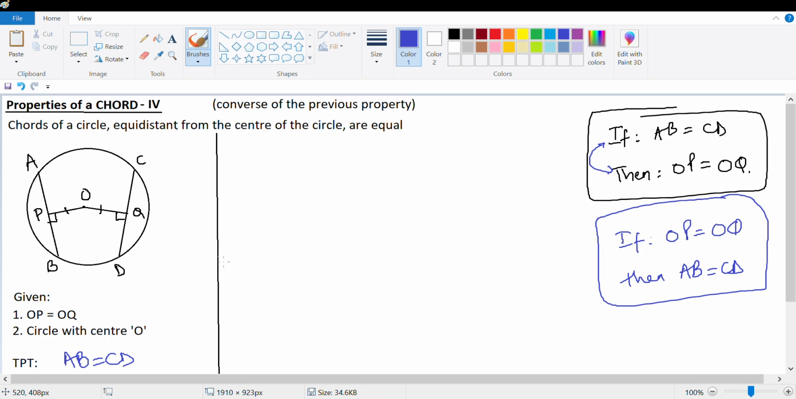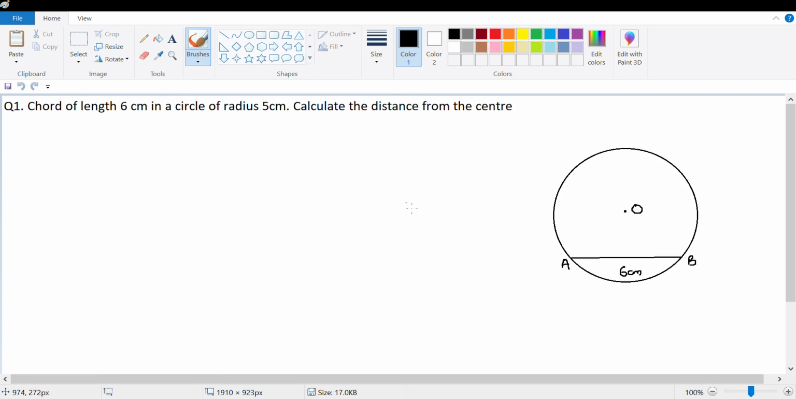Now the proof of this is not in your syllabus, so I will not spend time on this, but I will revise this once again. In case in a circle two chords are at an equal distance from the center, then they are equal. If the distance is equal, then the chords are of equal length. Good. Let's try and solve one question before I finish this video.